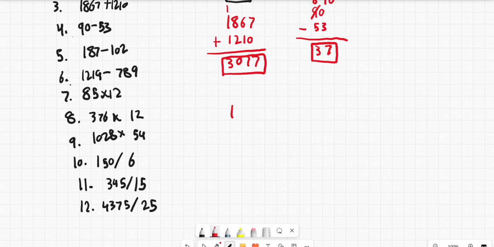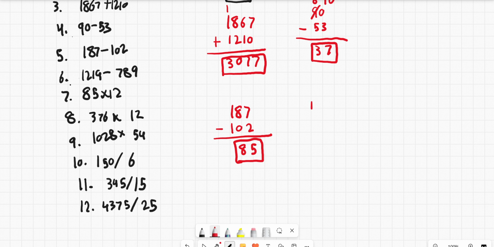Now let's focus on 187 minus 102. Once again, go from right to left. 7 minus 2 is 5. 8 minus 0 is 8. And 1 minus 1 is 0. So 85 is your answer. Simple enough for that one.